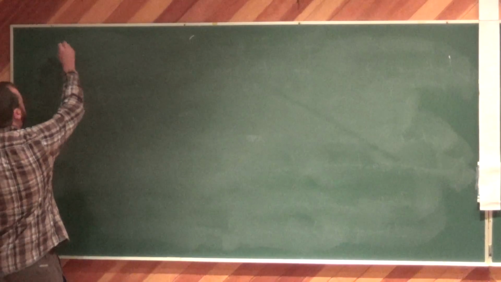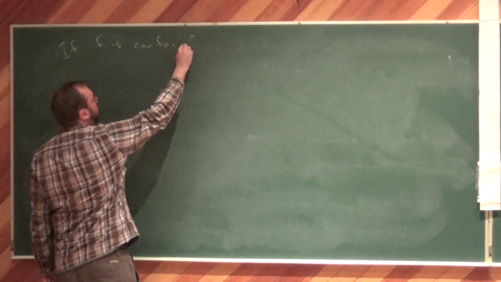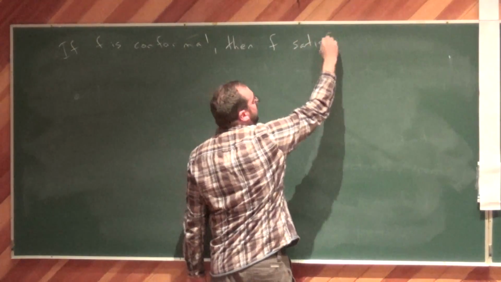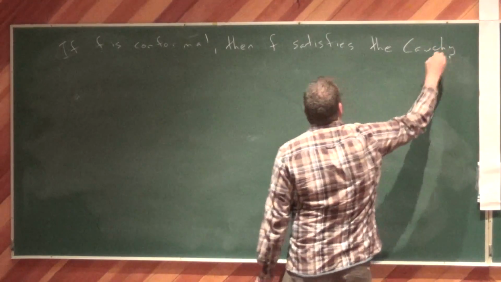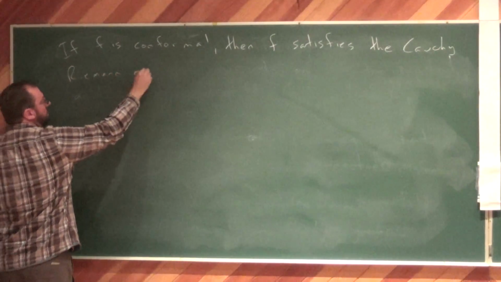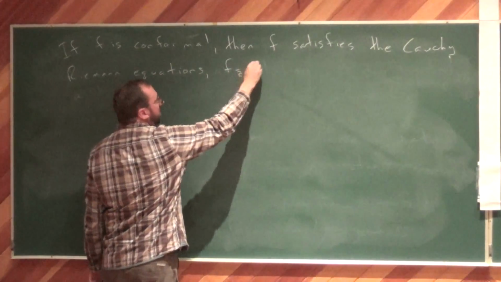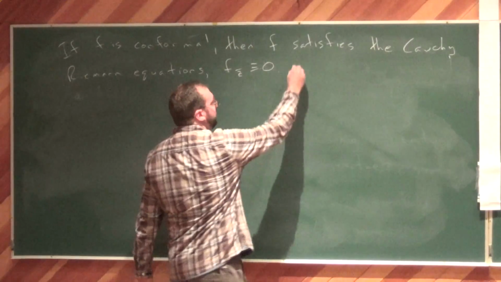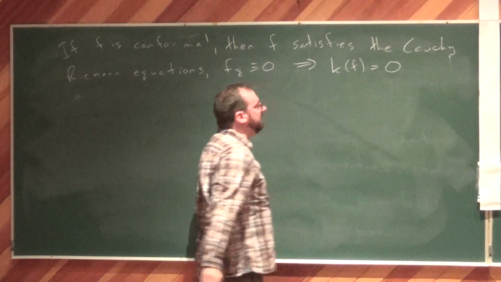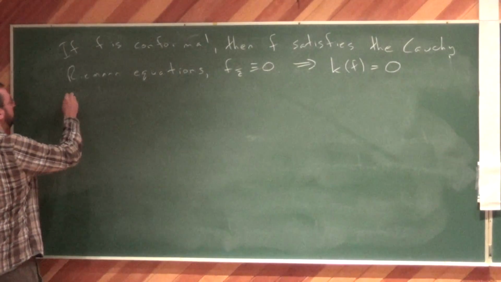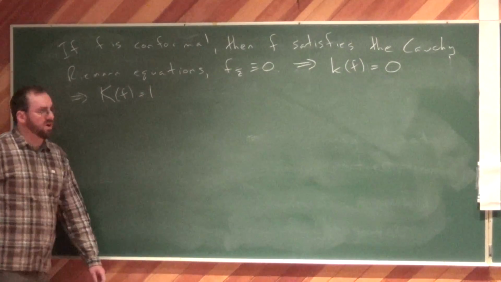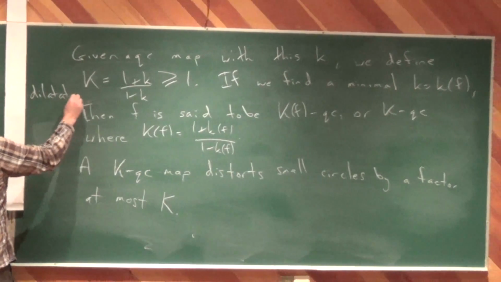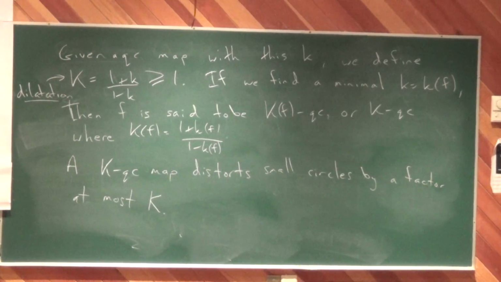Okay, so let's suppose we have a conformal map. Well, then f satisfies the Cauchy-Riemann equations, which can be written in shorthand that the z-bar derivative of f is identically 0. So if the z-bar derivative of f is identically 0, then this implies that little k of f is 0, and so that implies big K of f is 1. So if you have a conformal map, its dilatation, I should probably call this a dilatation, is 1. So if f is conformal, its dilatation is 1.